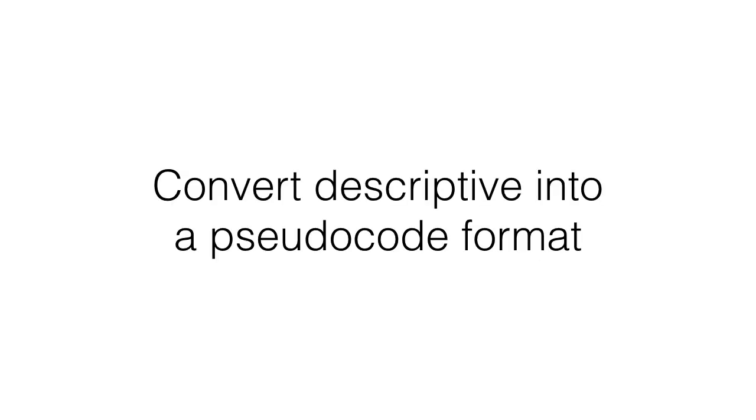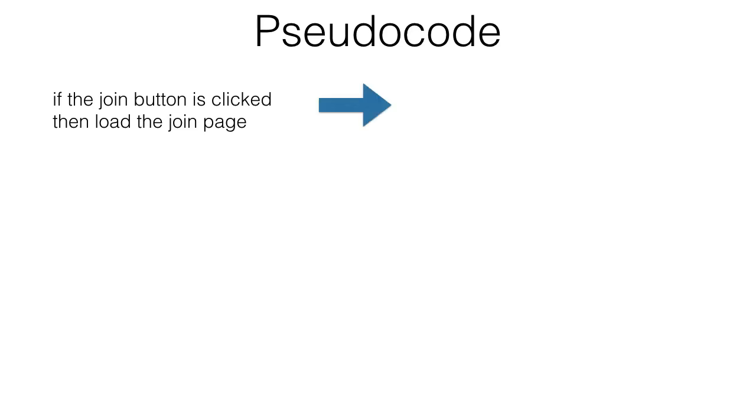We want to convert that descriptive process we just went through, that descriptive language, into some sort of pseudocode format. All right, so pseudocode, let's do this. If the join button is clicked, then load the join page. All right, how can we express that into pseudocode? Well, here's our if then, and notice our parentheses. In this case, we only have one conditional. We have that join button, if it's clicked or it's not clicked.